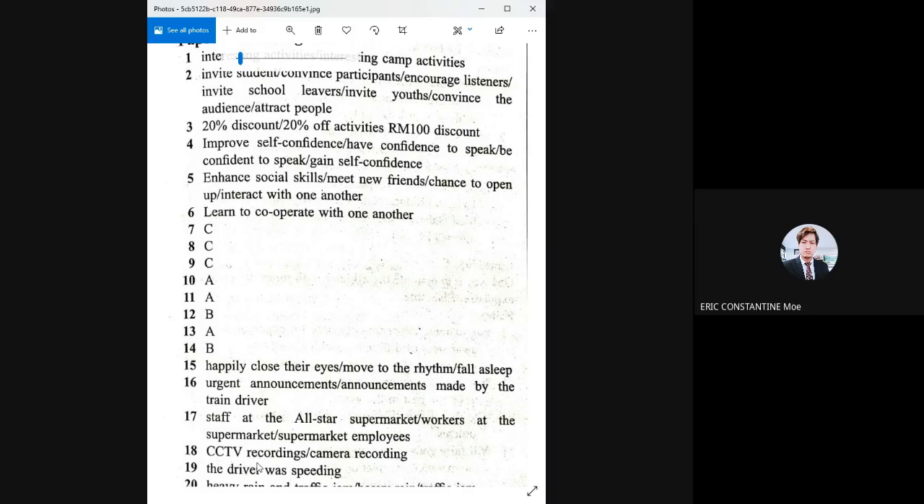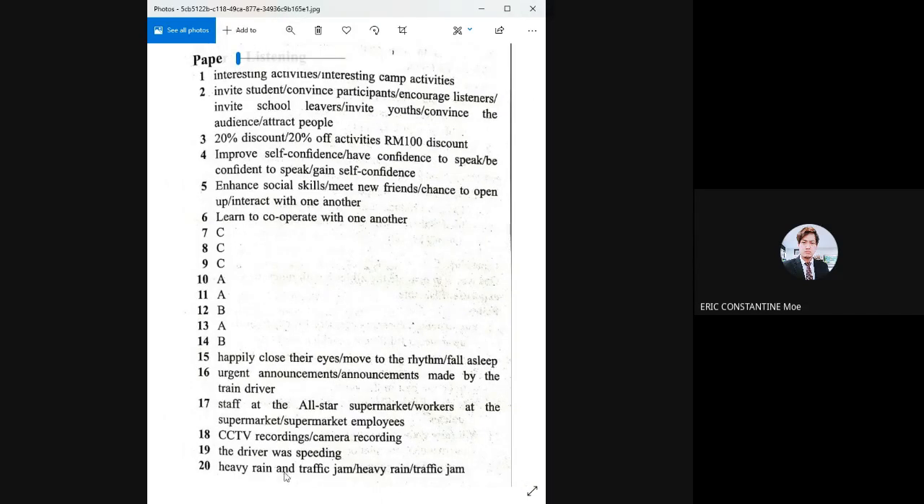And 19, the driver was speeding. That's it. There's only one answer. And 20, heavy rain and traffic jam, or heavy rain, or traffic jam. So you have three possible answers here. So check out the answers given by MPM.